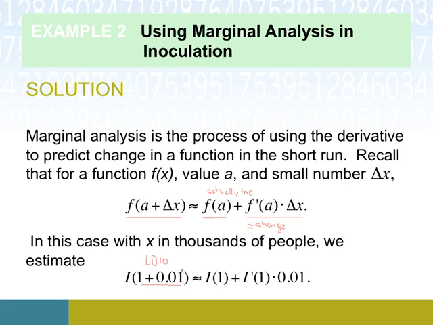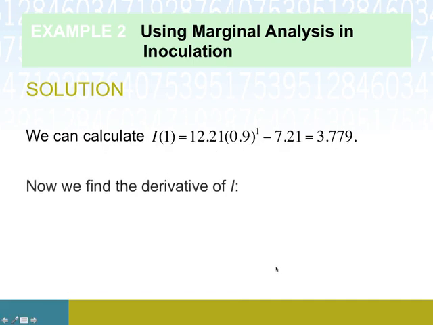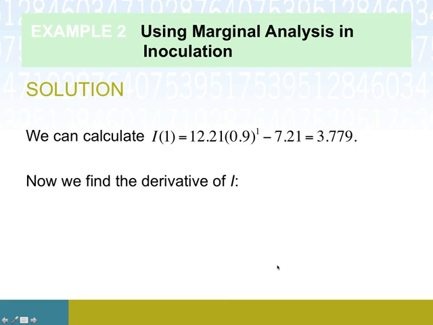And what we're going to base that off of is the starting point of 1,000. So moving from 1,000 to 1,010, that's what indicates that 1 is the starting point and 1.01 is where we're headed. We're still using the derivative at this starting point, and then this is the change in value. The difference between 1,000 and 1,010 is 0.01 thousand people. Okay, so let's just start figuring out these pieces.